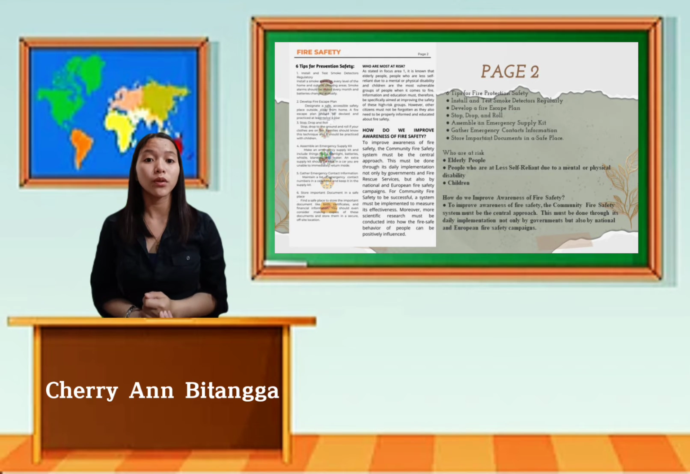Next, how do we improve awareness of fire safety? To improve awareness of fire safety, the community fire safety system must be the central approach. This must be done through its daily implementation, not only by governments and fire rescue services, but also by national and European fire safety campaigns. For community fire safety to be successful, a system must be implemented to measure its effectiveness. Moreover, more scientific research must be conducted into how the fire safe behavior of people can be positively influenced.